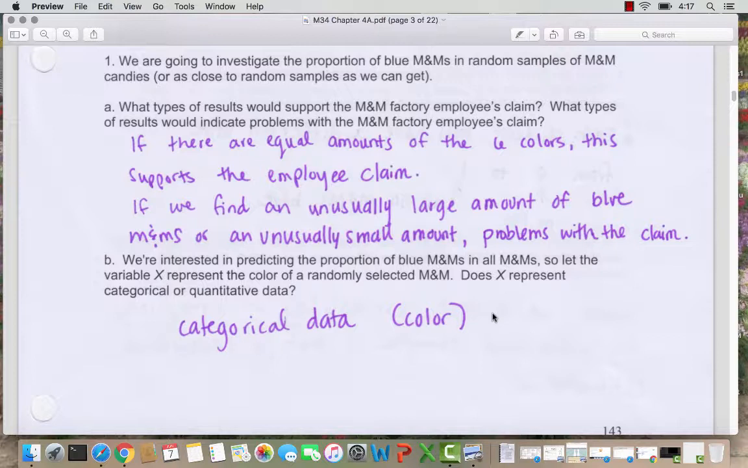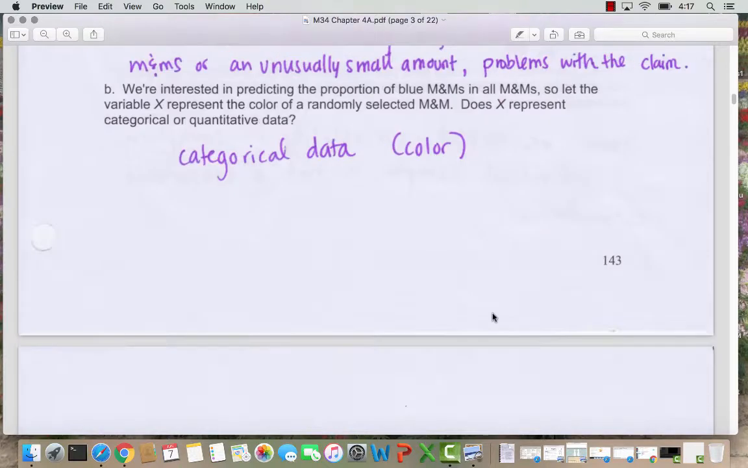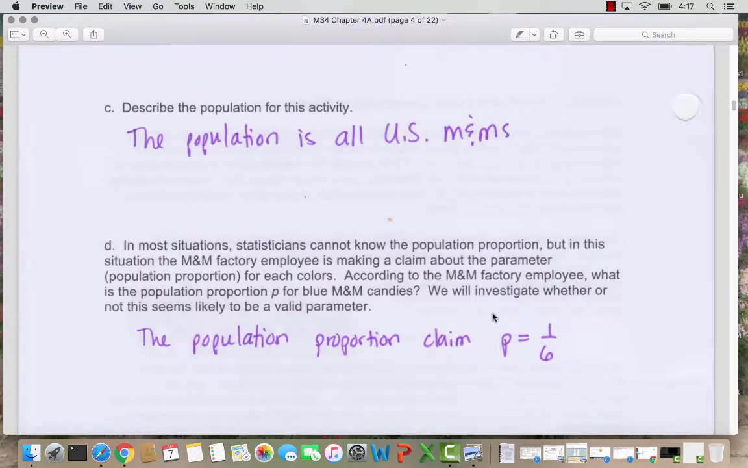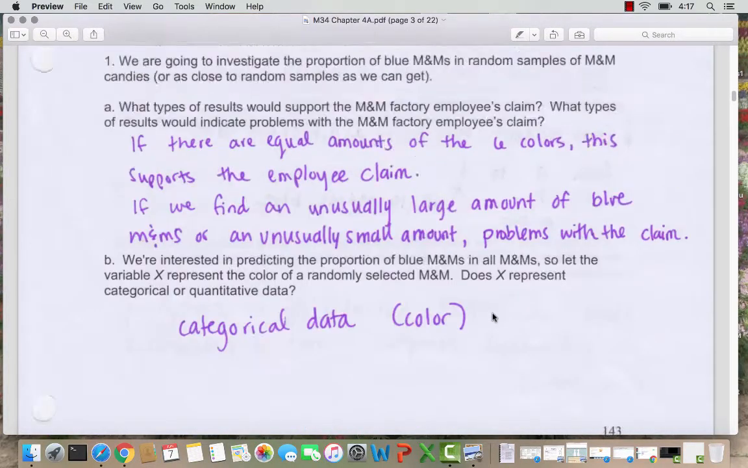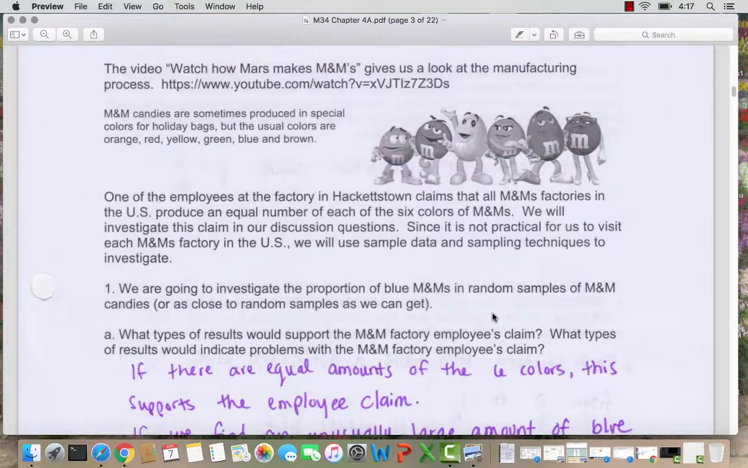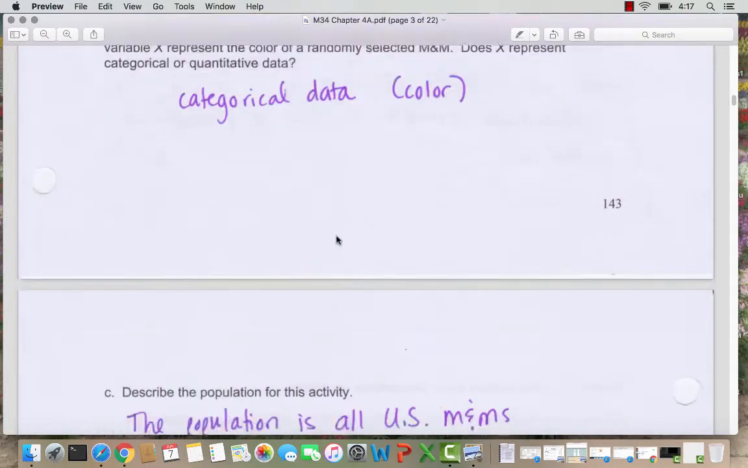Since we're interested in predicting the proportion of blue M&Ms, this is categorical data. So our variable x here that represents the color is a categorical variable. The population for this activity is all US M&Ms because if you look back to how the employee made the claim, the employee's claim is that all M&M factories in the US produce these equal numbers of each of the 6 colors.